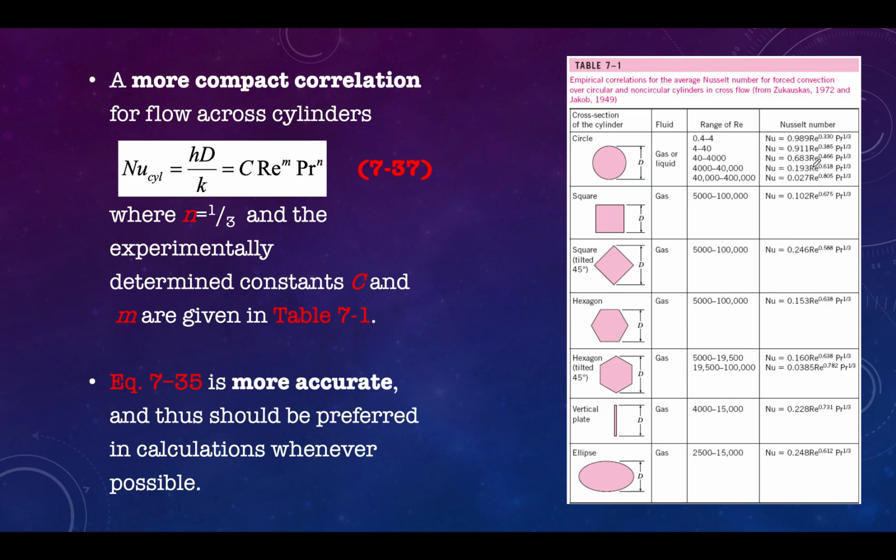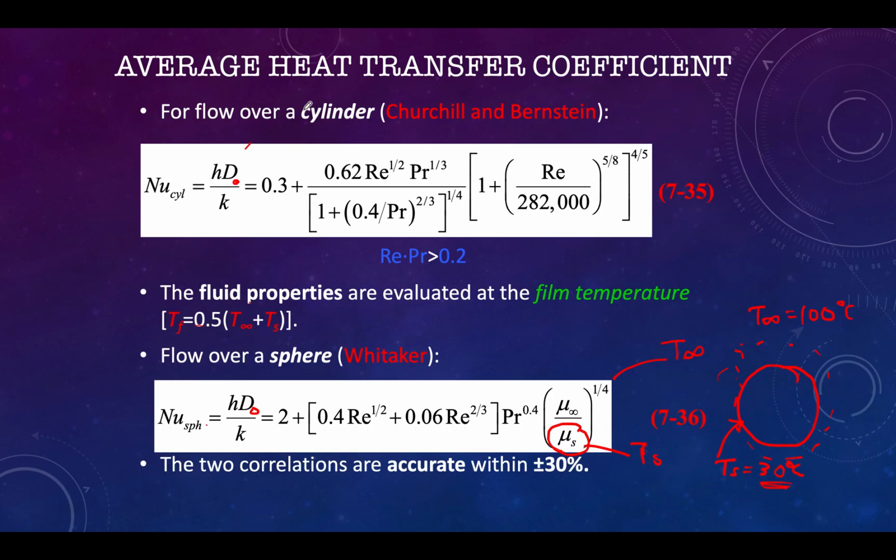Extract this information and plug in all the values needed in order to get the Nusselt number. This is for circular and non-circular shapes, a compact correlation. But normally we will use these two equations: Nusselt number for a cylinder and Nusselt number for a sphere.